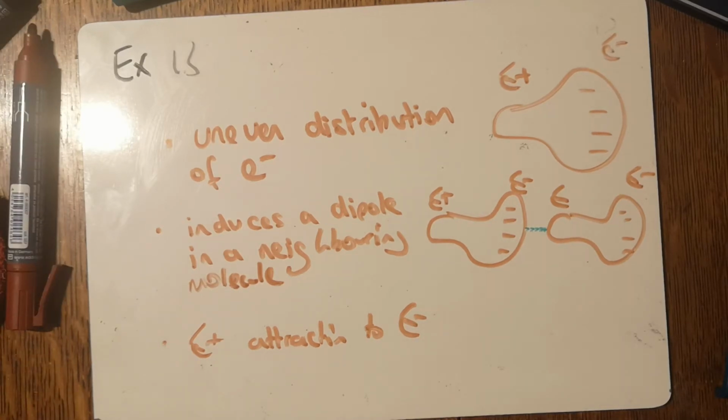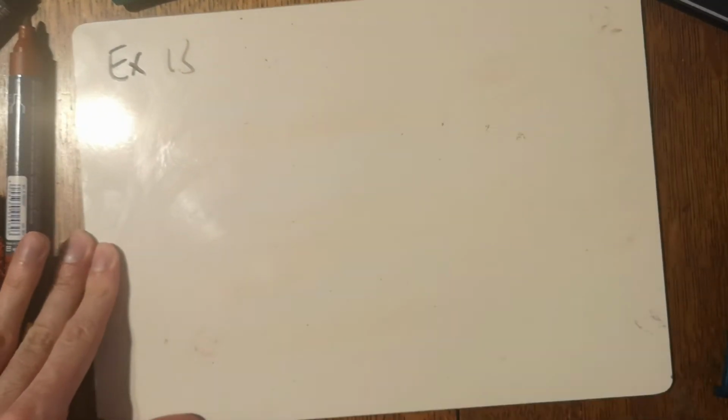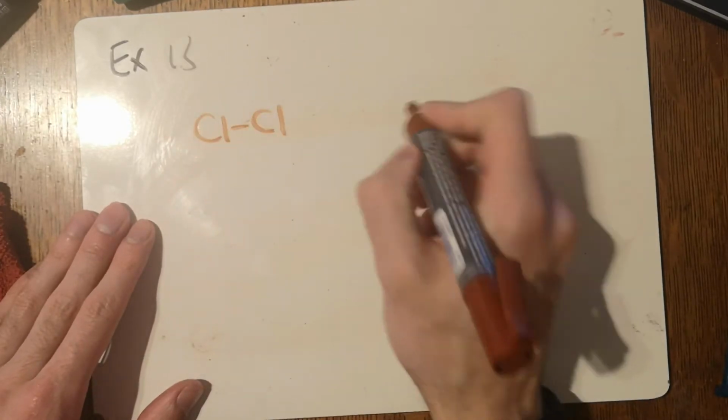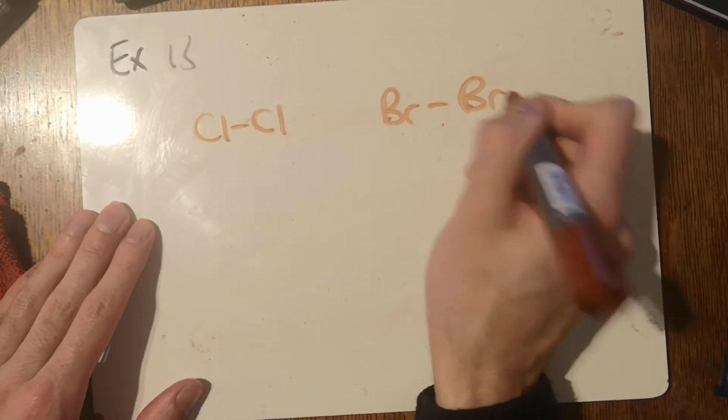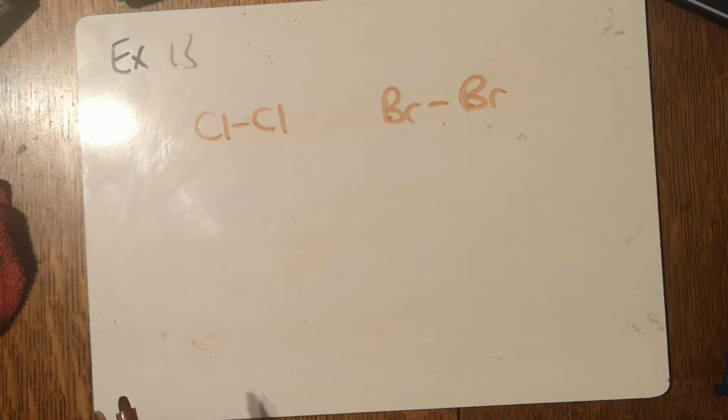So, classic example in the next one is to compare chlorine and bromine. A chlorine molecule is two chlorines bonded together. A bromine molecule is two bromine atoms bonded together. And which of chlorine and bromine would you expect to have the highest boiling point?